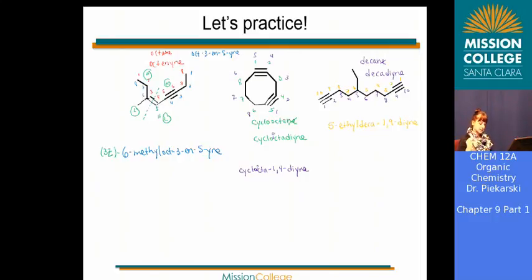Okie dokie. So keep practicing your naming. Now you know how to name double bonds and triple bond containing compounds. Triple bonds don't have stereochemistry, so always ask yourself, do I have stereochemistry to worry about? Double bonds, definitely we do, E and Z. And if I put a chiral center in there, you have to worry about that too, right? So R and S. So just make sure you're practicing your stereochemistry for the next exam.